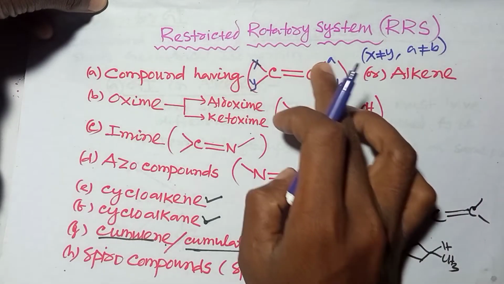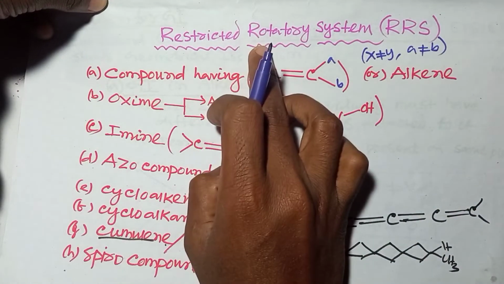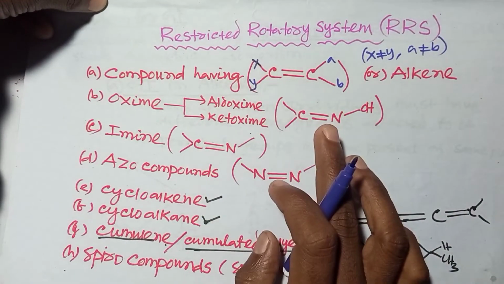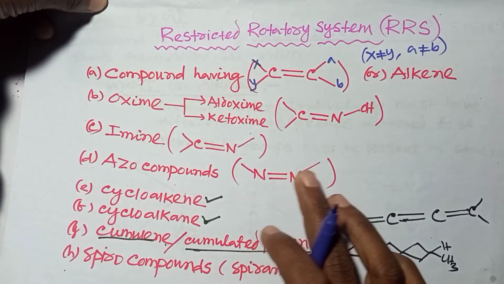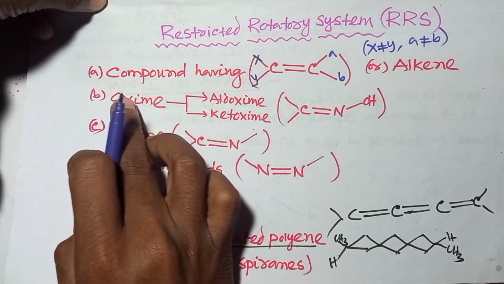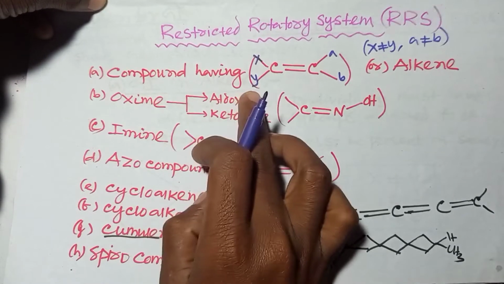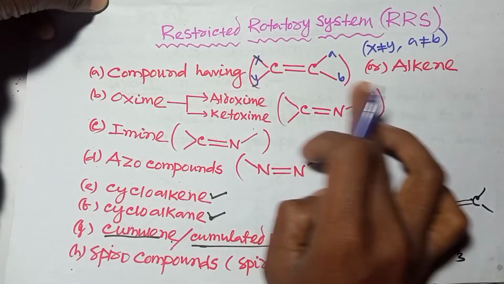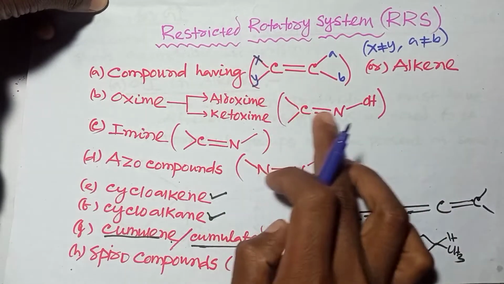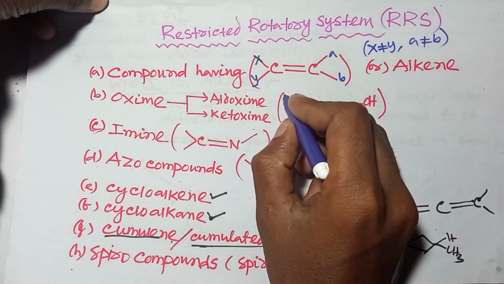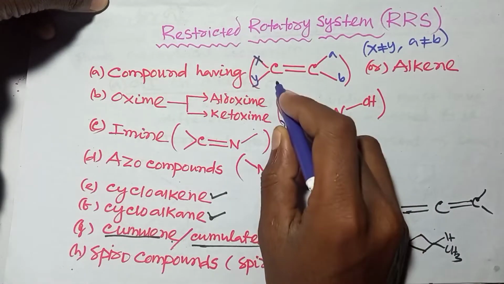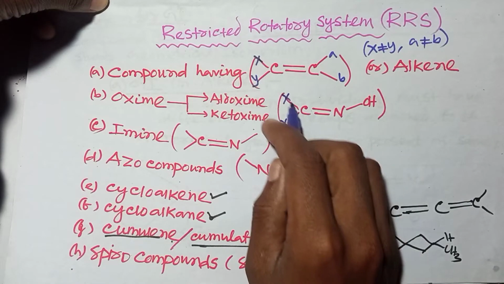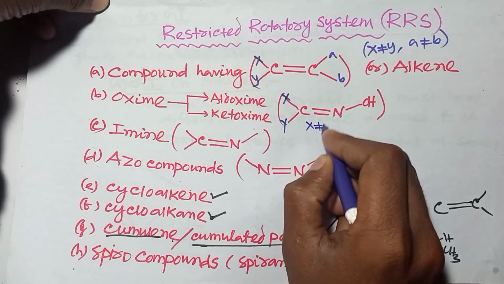The condition is that the two groups on this carbon should be different and these two on this carbon should be different. Then comes the case of oxime. It can be either aldoxime or ketoxime, and the structure of oxime is something like this. This kind of structure shows geometrical isomerism when these two groups attached to this carbon are different. The condition is X should not be equal to Y.